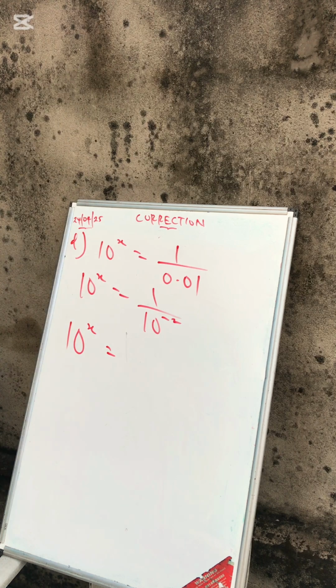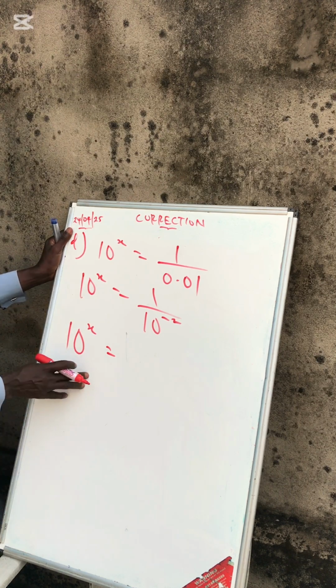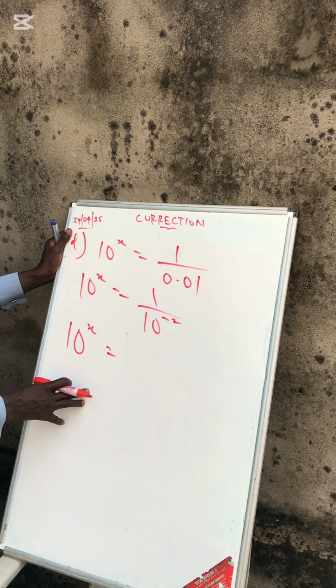You can't say it's equals. You either say 10 raised to the power x equals, or 10 raised to the power x is equal to. Beautiful. 10 raised to the power x equals what? 10 raised to the power minus 2.